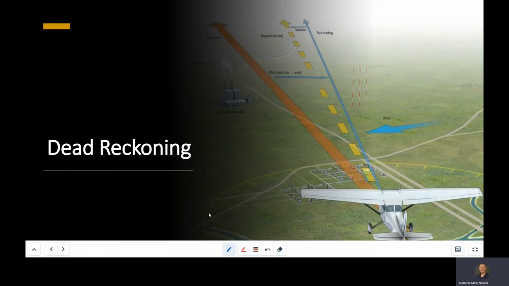All right, we're going to talk about dead reckoning. And this is where the nav log is going to come into play. We're not going to do a complete nav log here. We're just going to do one leg. We're not going to use any checkpoints on it. We're just going to do one leg.